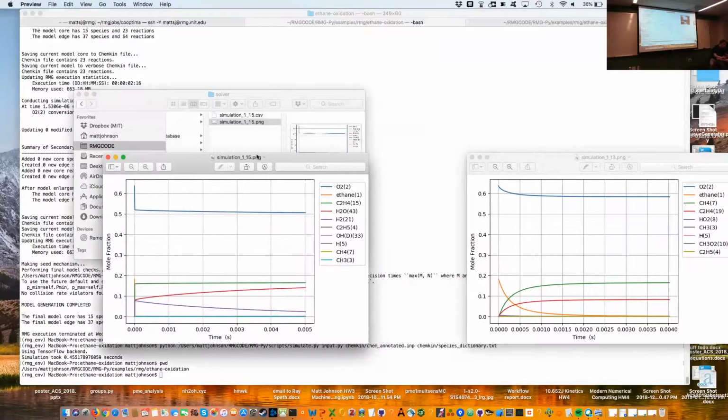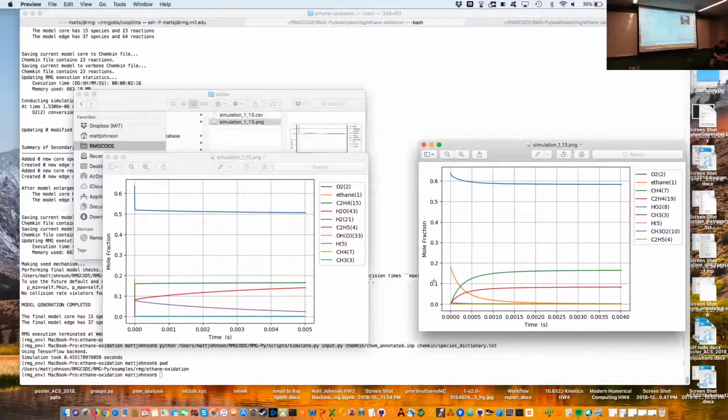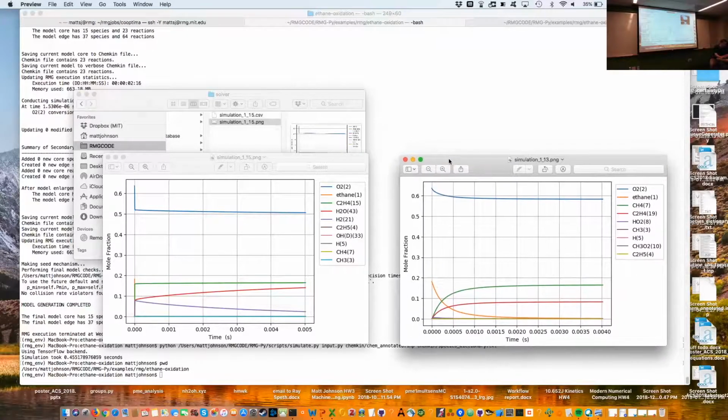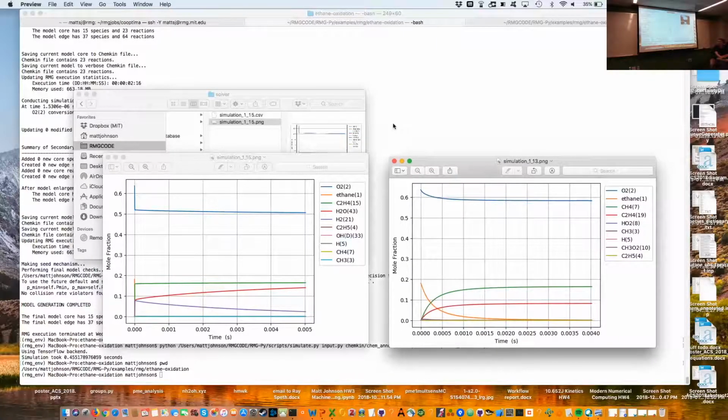This one's PDep. This one's not PDep. Do you see how much faster it's done? It's like many orders of magnitude faster. Left is PDep. Right is high P limit. So for these small molecules, there's some chemically activated steps that skip over several wells. It's way faster than going down into the wells. So the kinetics are way faster. You see how it's like boom. Reacted.